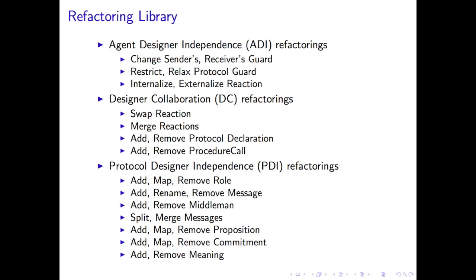Our library contains 30 interaction refactorings shown here. They are grouped into 3 types. Agent Designer Independence, or ADI refactorings, change the agent's implementation and the top end of the interceptor chains. Designer Collaboration, DC refactorings, change agent interceptors within a single interceptor chain. And Protocol Designer Independence, PDI refactorings, change the protocol and the bottom end of the interceptor chains.